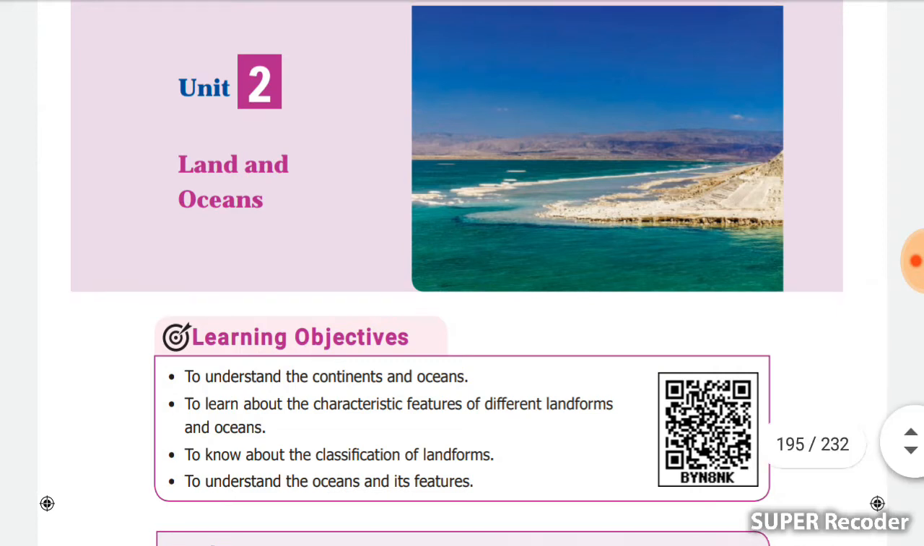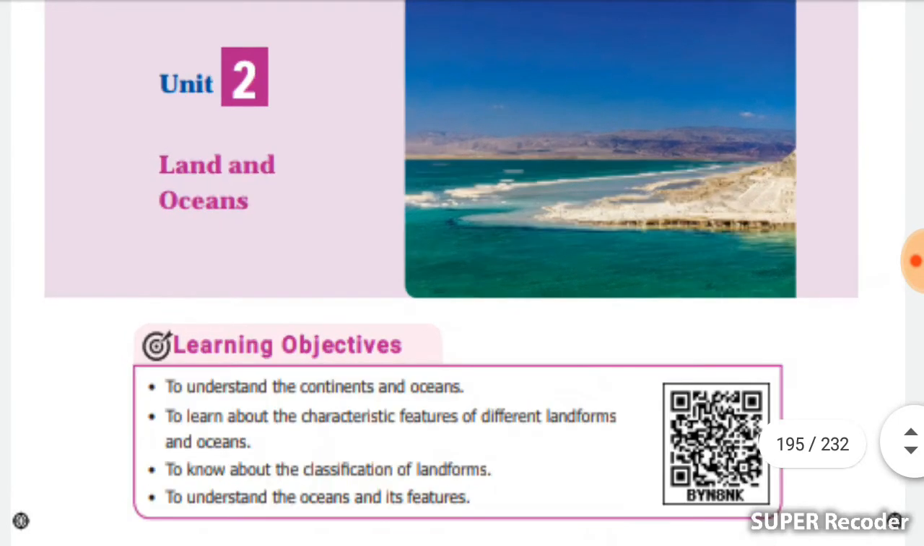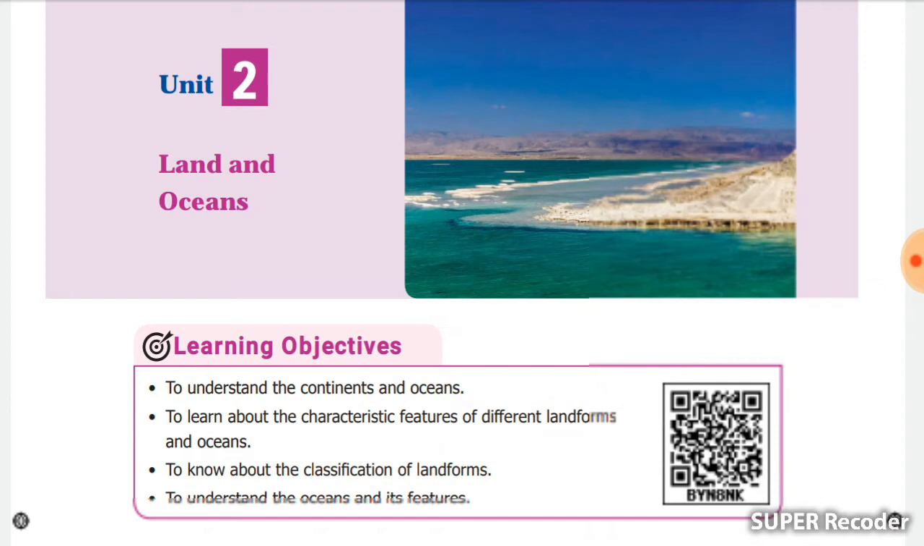Already you learned about the Earth, the planets and all. Now we are going to learn about the land and oceans. Do you like to see the ocean? Yes, everybody likes. There are two: one is land and one is the ocean. So we must understand about the continents and oceans, what the landforms are and what the oceans are, and what the classification is. All this we are going to learn in this lesson, children.